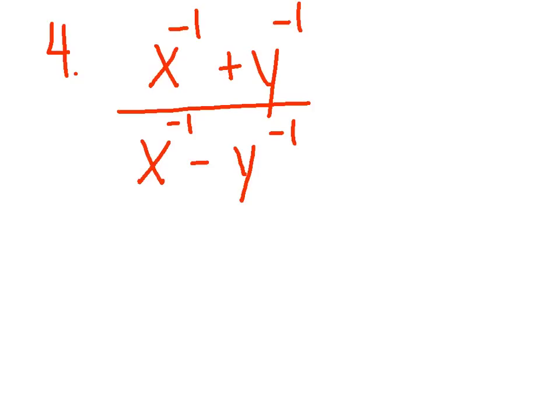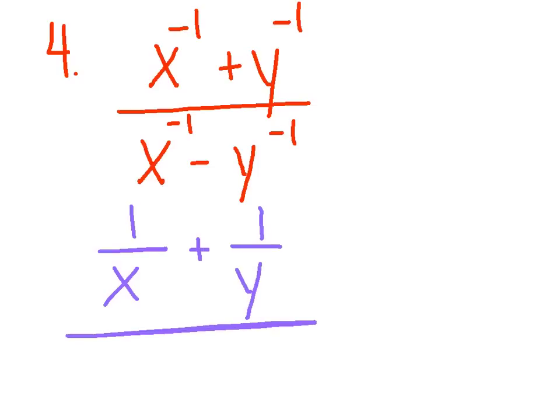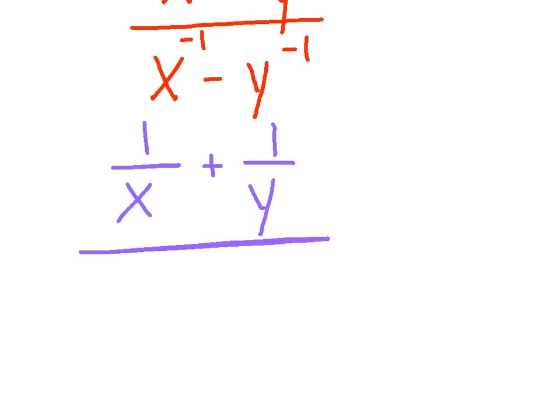So hopefully these negative exponents stick out to you, and remember, negative exponents turn each term into a fraction. So I can rewrite x to the negative 1 as 1 over x. And I can rewrite y to the negative 1 as 1 over y. And I'll do the same thing on the bottom. I'm going to say that's 1 over x minus 1 over y. So we turned our problem into a complex fraction.